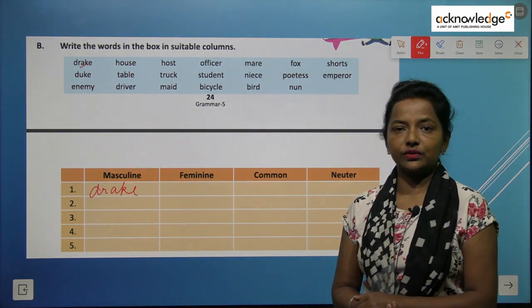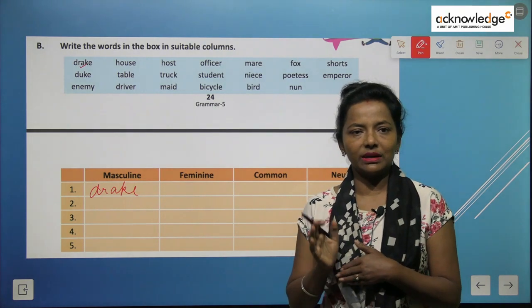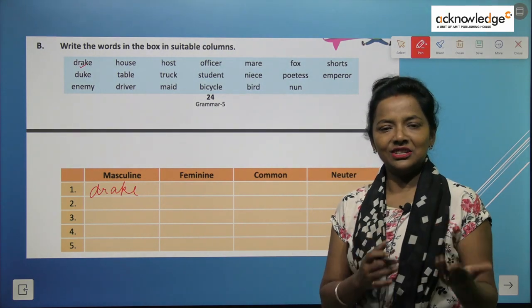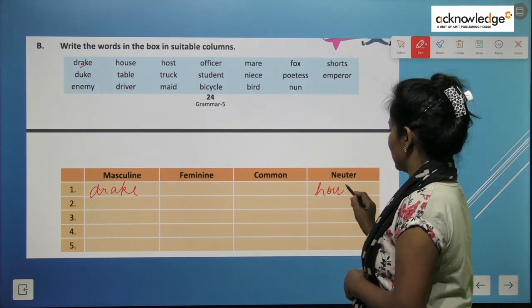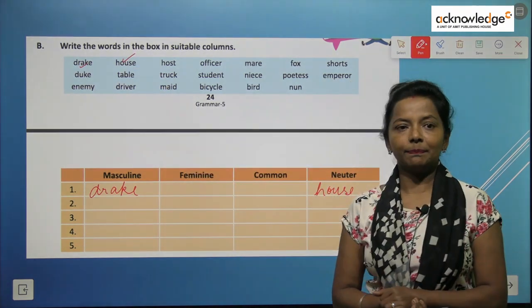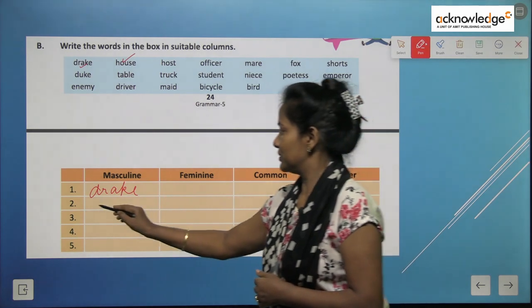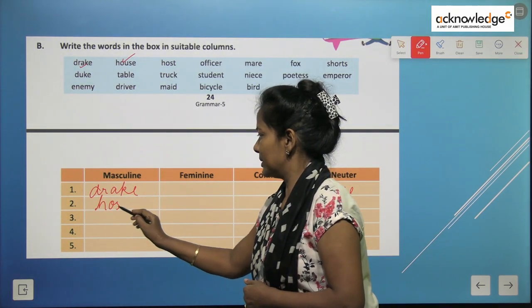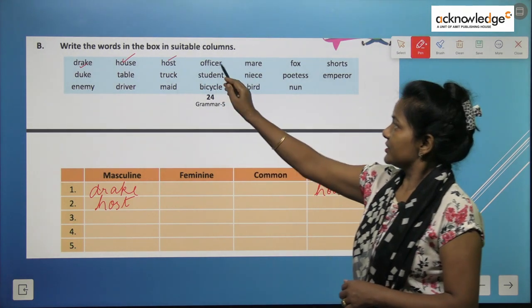House. House. It's a non-living thing. So house is which kind of gender? Neuter gender. The noun which does not have life, it comes under non-living thing. Okay? Host. Host is a masculine gender. इसका feminine क्या होता है? Hostess. So we have done this also.